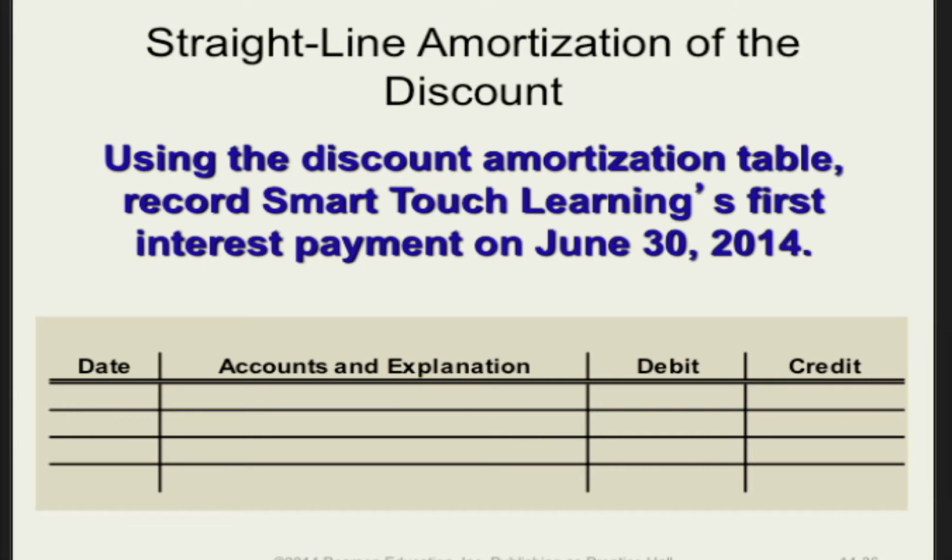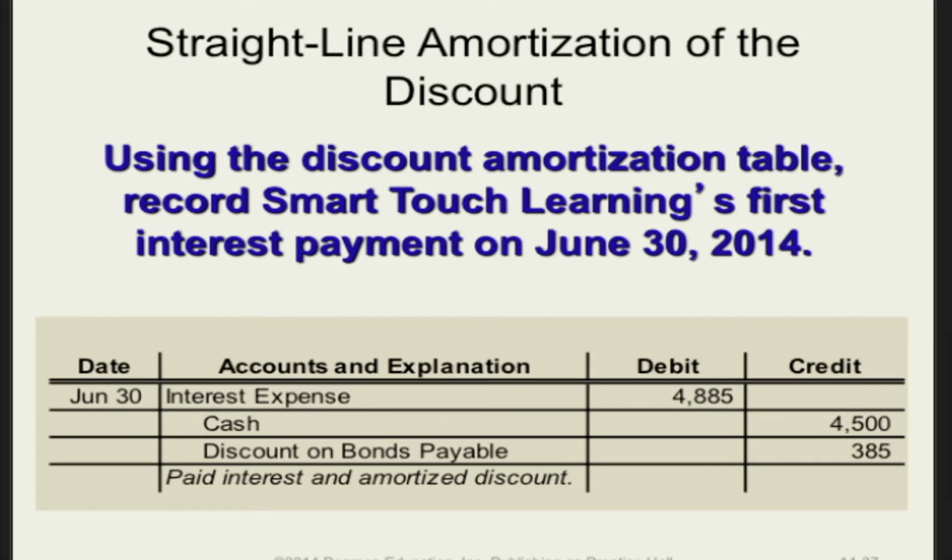Record Smart Touch Learning's first interest payment on June 30, 2014. Well, as you can see here, you'll have a debit to interest expense. This will be the total amount between the cash you pay and the discount on the bonds payable. So this will be $4,885 debit, credit for cash $4,500. This is the amount you're actually paying in interest, and then the $385 amortized discount on bonds payable.